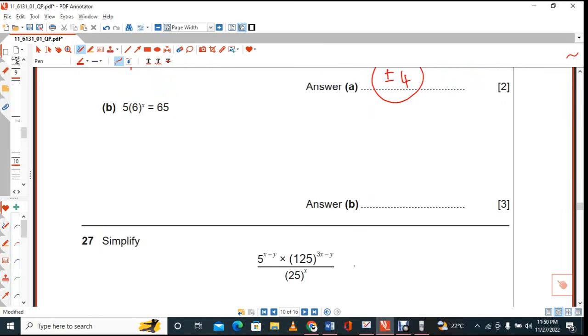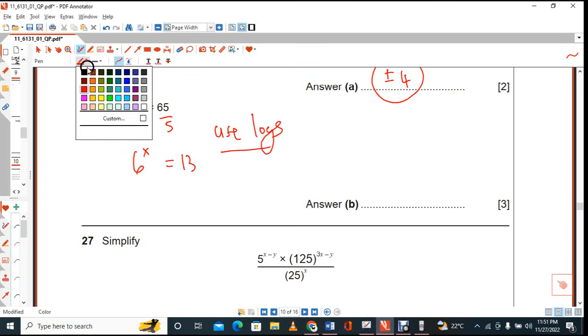Right, this particular question, and I want you to pay attention. Please do not multiply this 5 over. Please, you can't do that. Okay, so the first thing you do, the very first thing you do, is you divide throughout by 5. That's the very first thing to do. Now, from this point, you're going to use logs, because you can't solve this using indices.